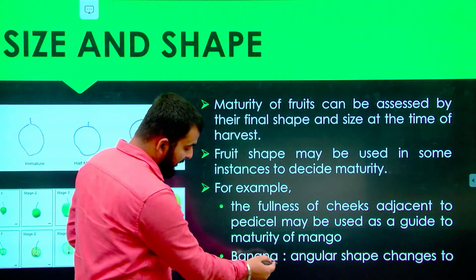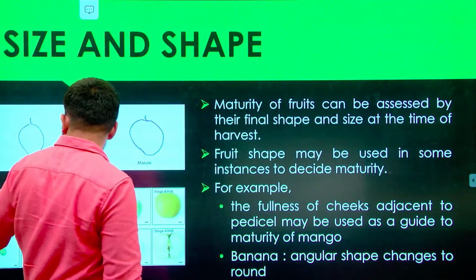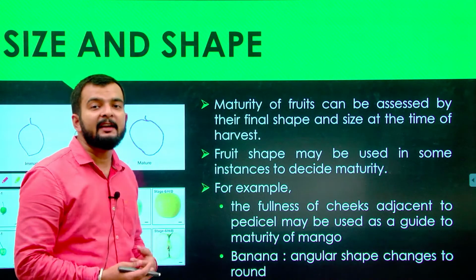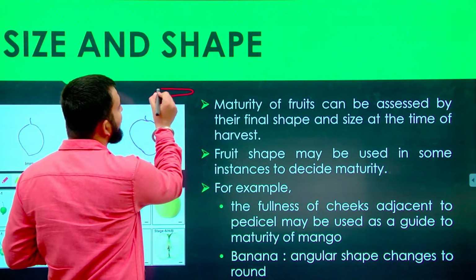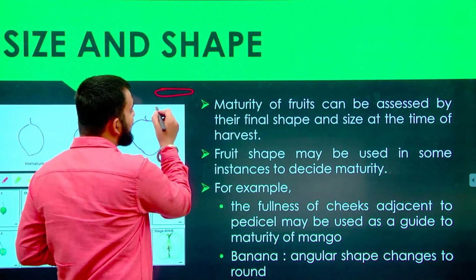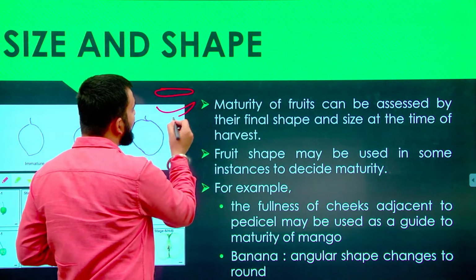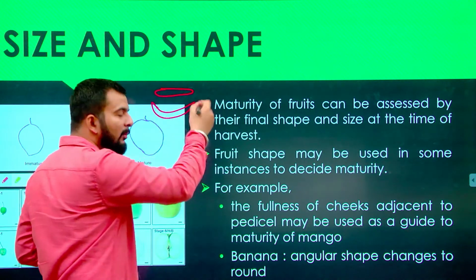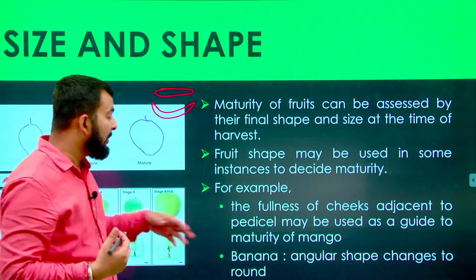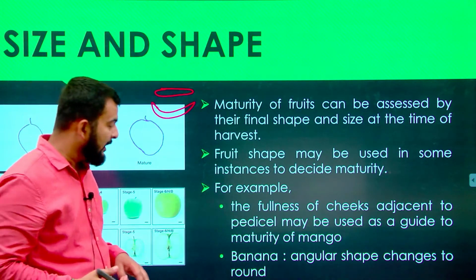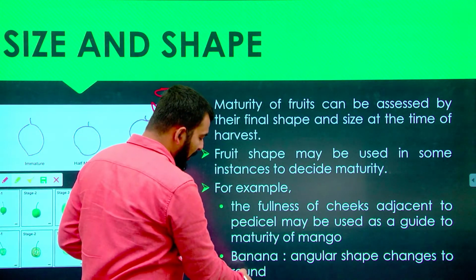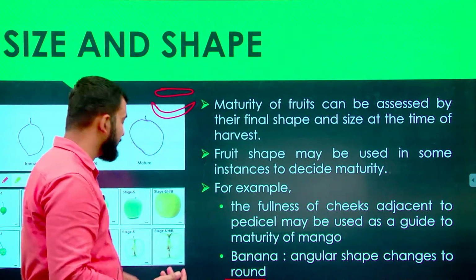Next one is banana. In case of banana, when the fruit is unripe, it will be somewhat straight, something like this. As it matures, the shape of the banana will change, it will become more angular. Based on that you can identify when to harvest the bananas. The angular shape changes to round as the banana ripens.